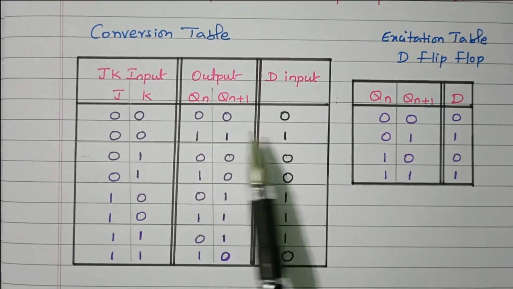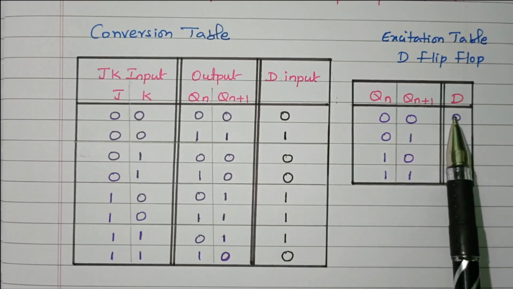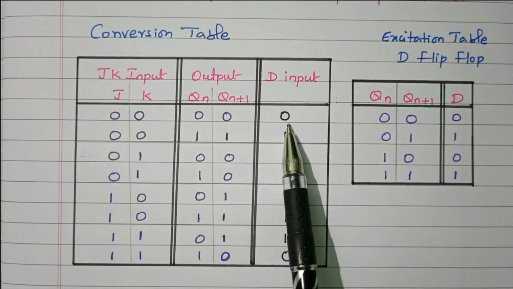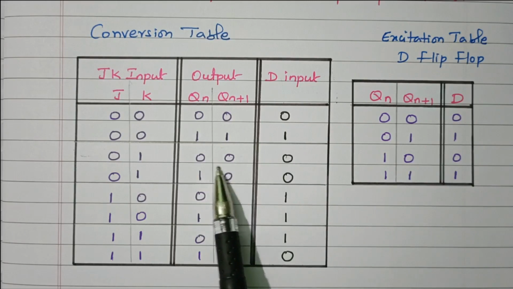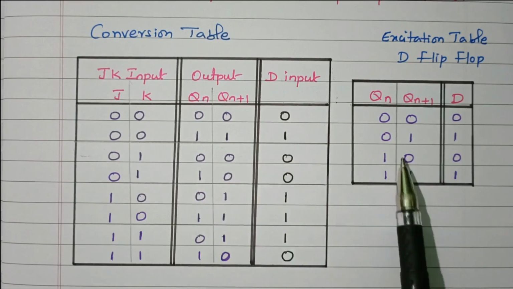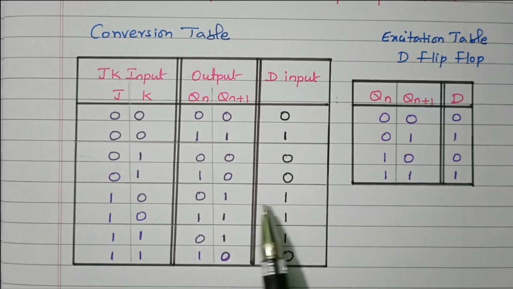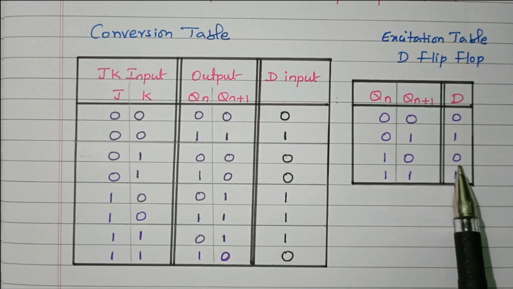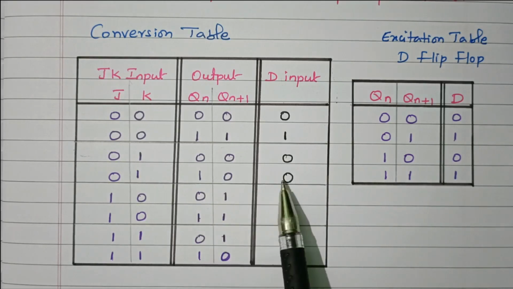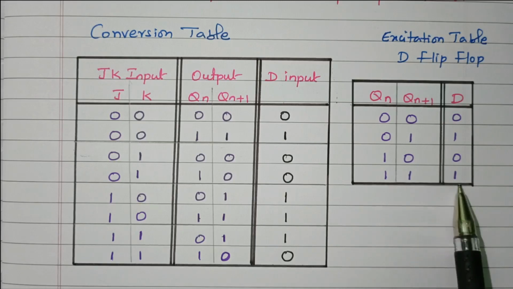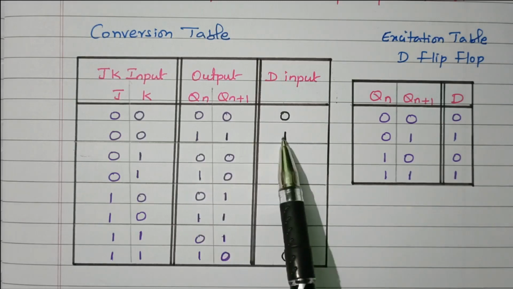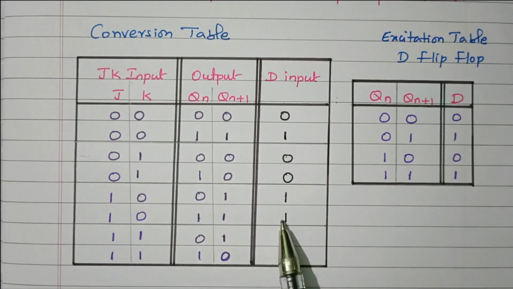If we want 0, 0, what is the value? D should be 0. See, 0, 0 means D is 0. Here also one 0, 0 is there, D is 0. 0, 1 means 1. Here 0, 1 is there, 1. Here also 0, 1 is there, 1. 1, 0 means 0. Here 1, 0 means 0. 1, 0 means 0. 1, 1 means 1. Here 1, 1 is there, 1. Here one more 1, 1, 1.